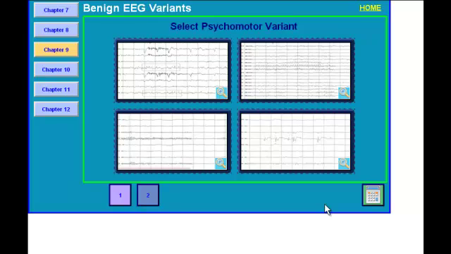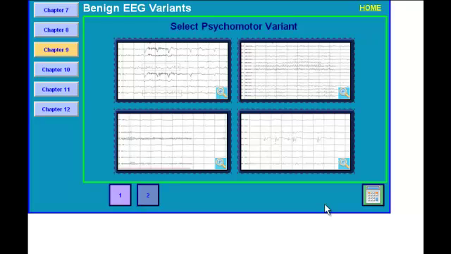In the next 10 minutes, I will review some of the benign EEG variants. We do not have enough time to go through each and every variant that has been described, but the main idea is to review some of the variants which are commonly seen on the EEGs.